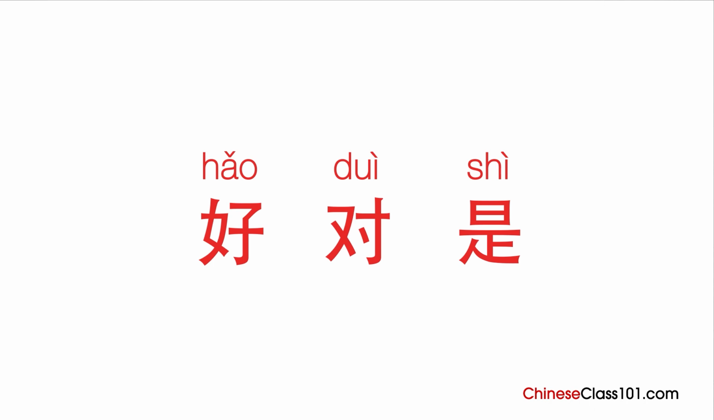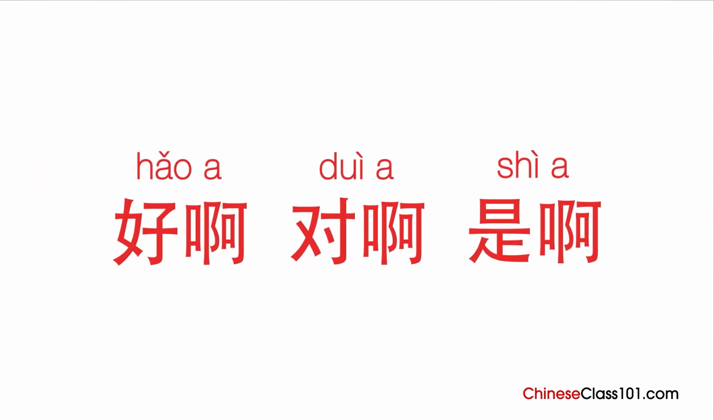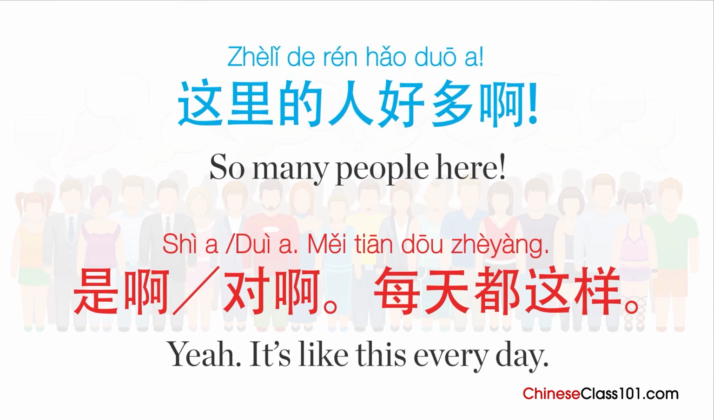To agree with someone, you can use the word 好, 对, 是, etc. Many times you will hear 好啊, 对啊, 是啊, in conversations. For example, 这里的人好多啊, so many people here. 是啊, 对啊, 每天都这样. Yeah, it's like this every day.